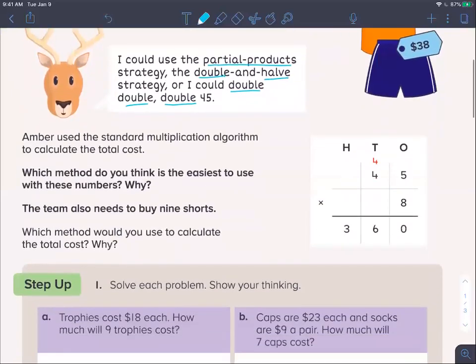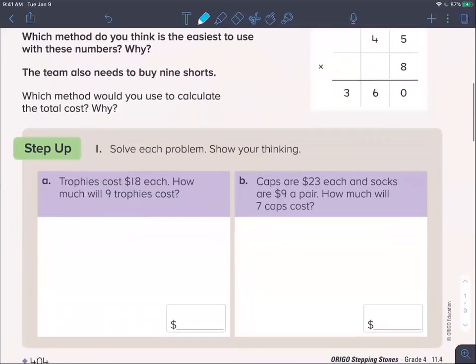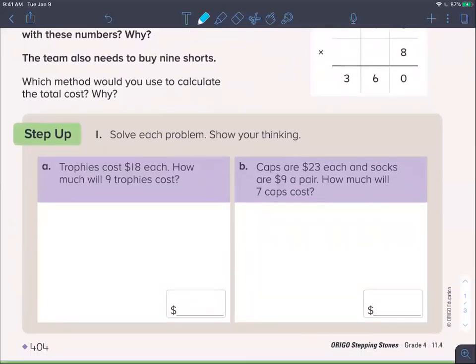So in this lesson, it is totally your choice what strategy you want to use as long as you show your work. So for each of these, you are solving the problem. You can use standard algorithm if that's fastest for you. You can use partial products. You don't have to use the same strategy for every single problem. Some problems might be easier if you use partial products, and for others, it might be a lot faster to use standard algorithm. Okay, so hopefully that helps, and that is 11.4.